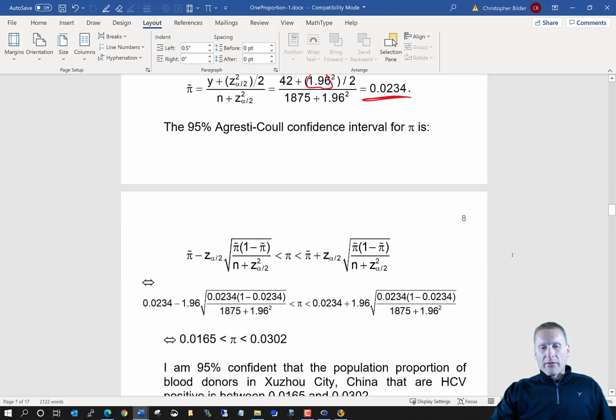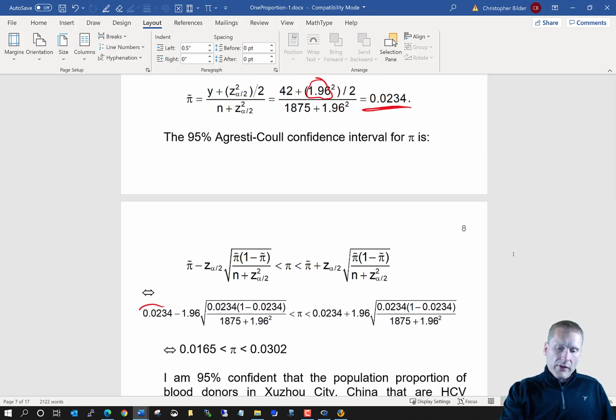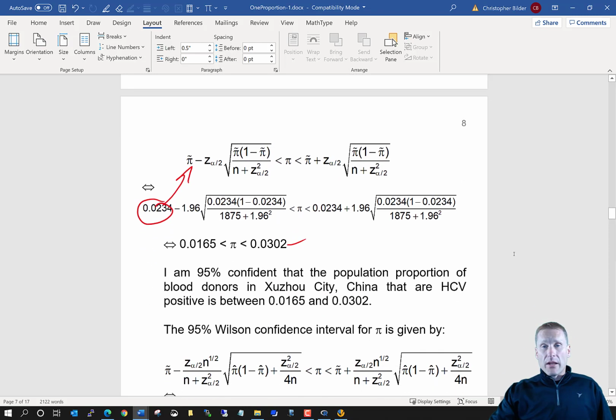So with that then, we can find the Agresti-Coull interval. So we simply take our 0.0234, we plug it into pi tilde whenever we need it, go through all the math, and we get 0.0165 all the way up to 0.0302. So that's our 95% confidence interval for the prevalence or the probability of having HCV, hepatitis C, in this particular blood donor population. So what does this mean in terms of the original problem, though?